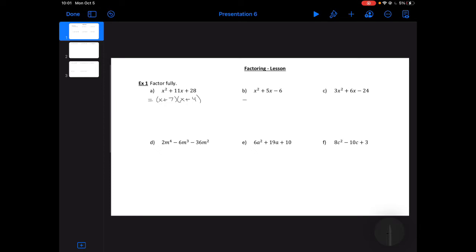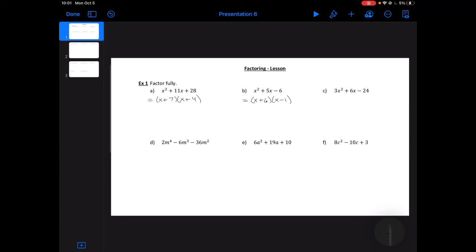The next one is another simple trinomial. Here we're looking for two numbers that multiply to minus 6 and add to 5. So multiplying to minus 6, we would have x plus 6 and then x minus 1. That's going to get us the correct middle term and the correct end term.